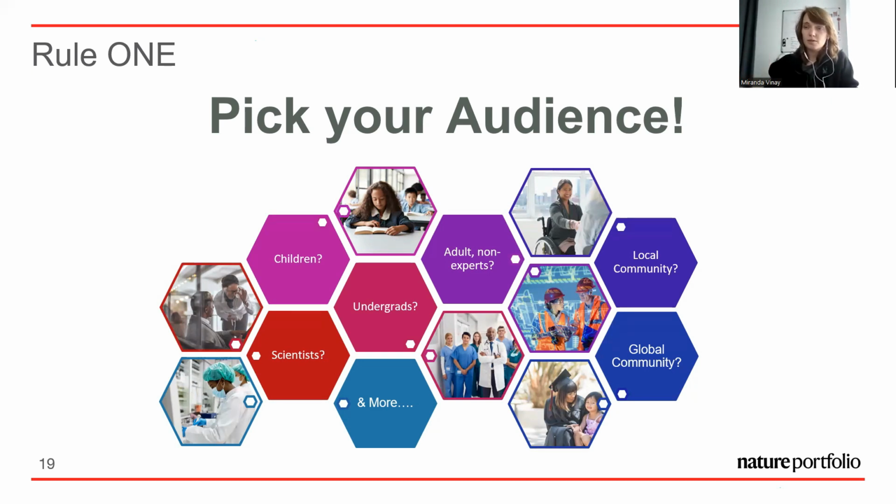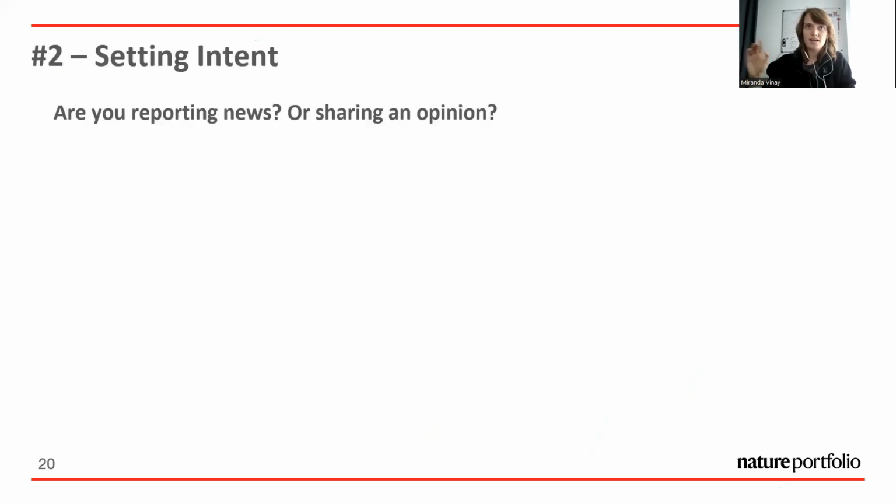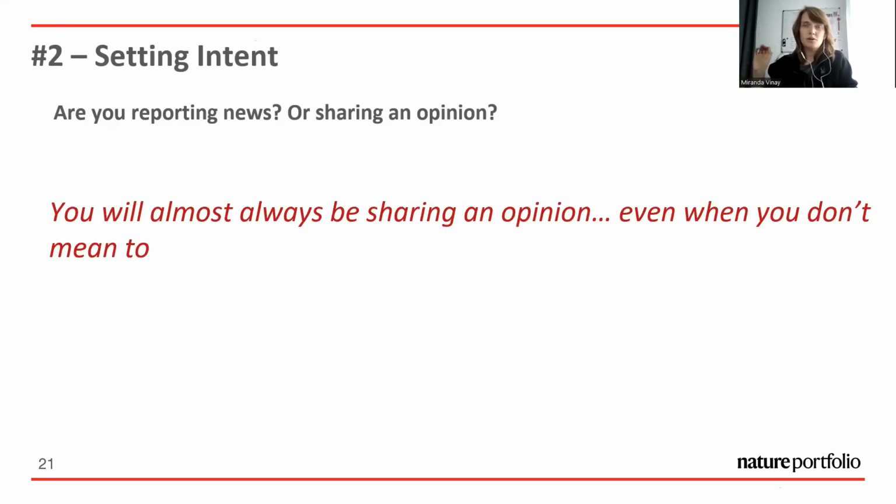Next on my 5-step program is setting intent. And what this means is, what are you trying to achieve with the writing that you're doing? Are you reporting the news? Or are you sharing an opinion? And in most cases, you will always be sharing an opinion, even when you don't mean to.